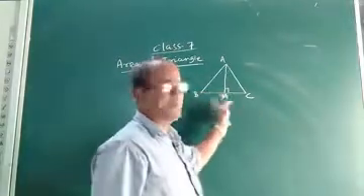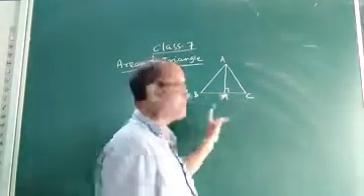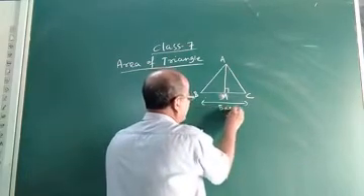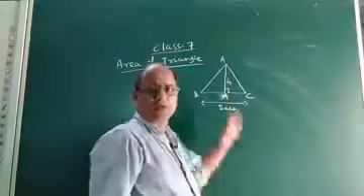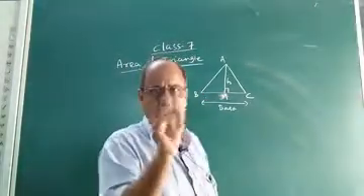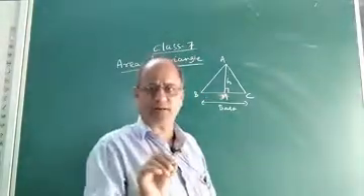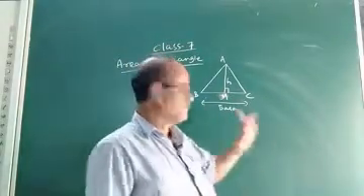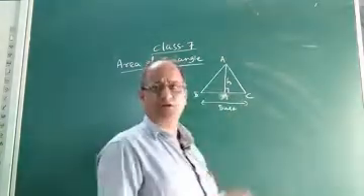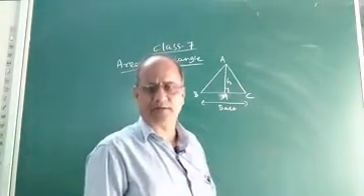Suppose you are given the length of this base BC, this one is the base, and this one is the height or altitude. Children, you know the concept of height, altitude, orthocenter in the chapter triangle and its properties. We had read it in detail. Suppose you are given the base of the triangle and the altitude or height of the triangle. How to calculate its area?